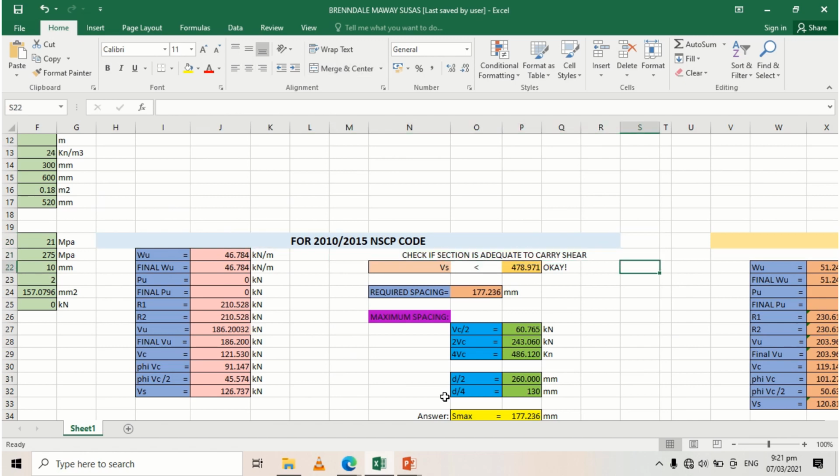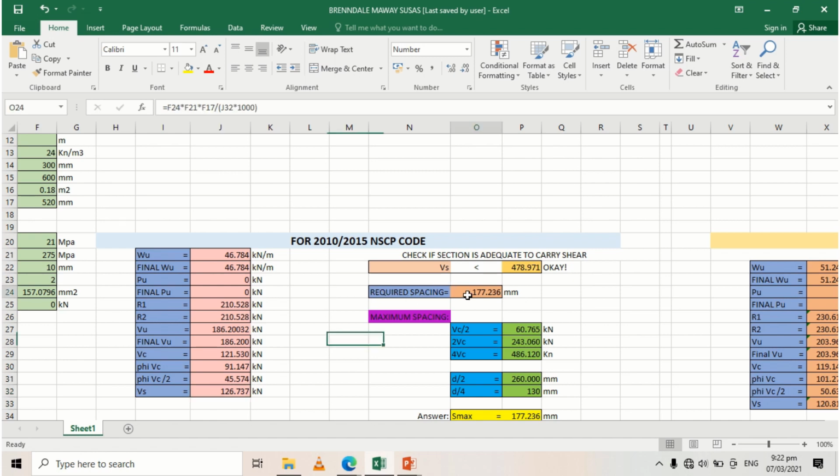Dito, pag-check if section is adequate to shear stress, kailangan lang i-compare yung VS sa comparison value niya. So, 126.737 is less than 478.971. That means okay siya, adequate siya to carry shear. And if greater than naman, we have to adjust the beam size.